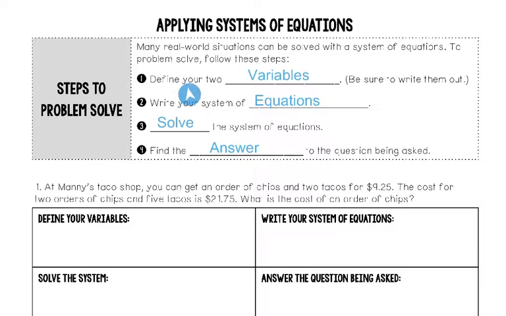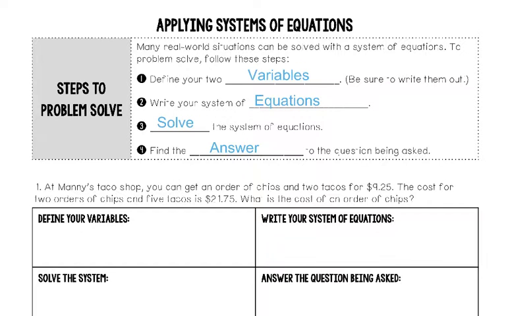Step 1, you want to define your two variables. So in the last one, I said x is student tickets, y is adult tickets. Step 2, you want to write your system of equations. So you need to write the equations that you have. Step 3 is going to be to solve it using either a graphing, substitution, or elimination method. And step 4 is going to be find the answer to the question being asked.